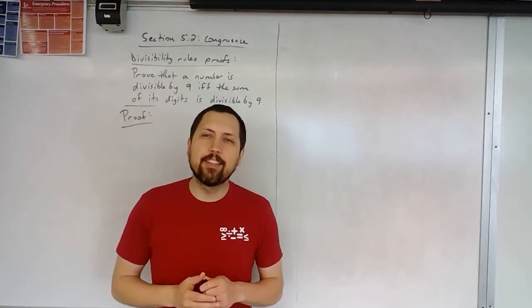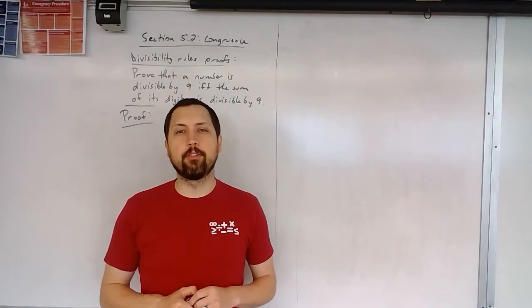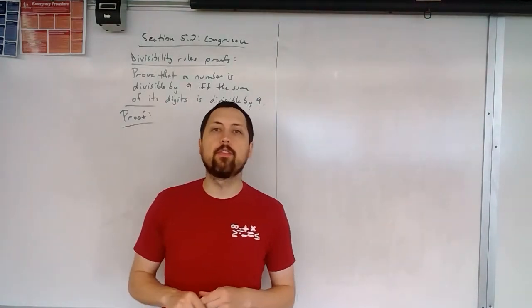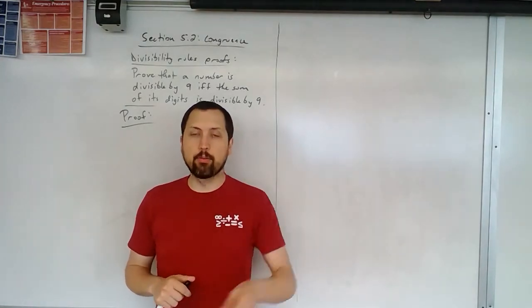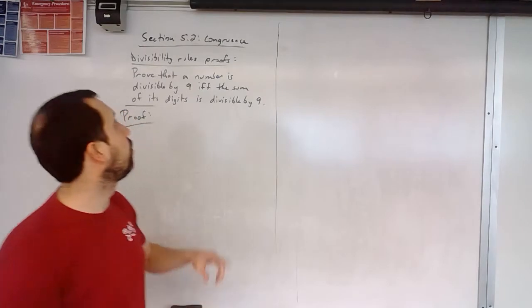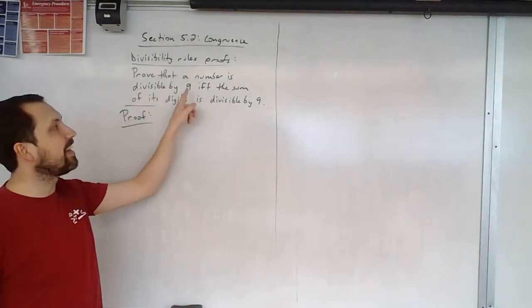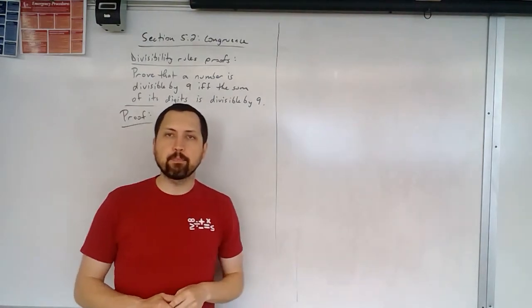So if you recall, at the end of last week, the last video I left you with was looking at the divisibility rules and then saying that we now have the ability to prove why those divisibility rules are the way that they are. So let's take a look at a proof for 9. Remember, the divisibility rule for 9 says that a number is divisible by 9 if and only if the sum of its digits is divisible by 9.